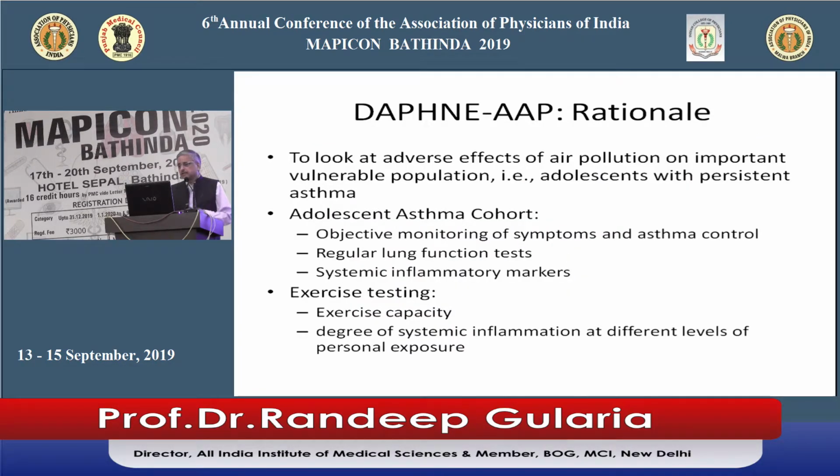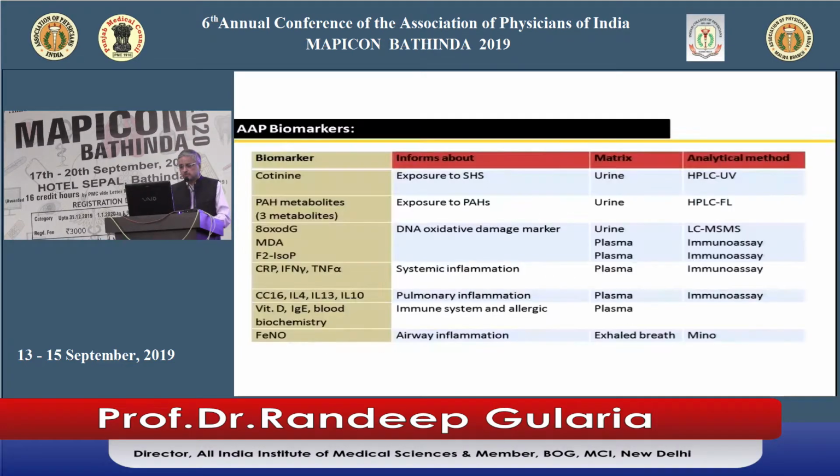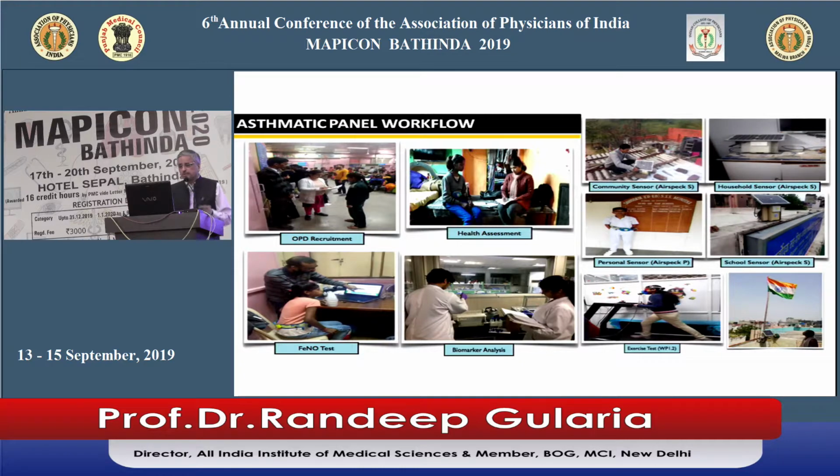In the asthma cohort, we're looking at the adverse effect of air pollution in adolescents with persistent asthma and looking at their exercise tolerance also. A large number of biomarkers in the blood and urine are also being looked at, and exhaled breath is also being looked at. So here what we're doing is we're recruiting patients, doing their health assessment.